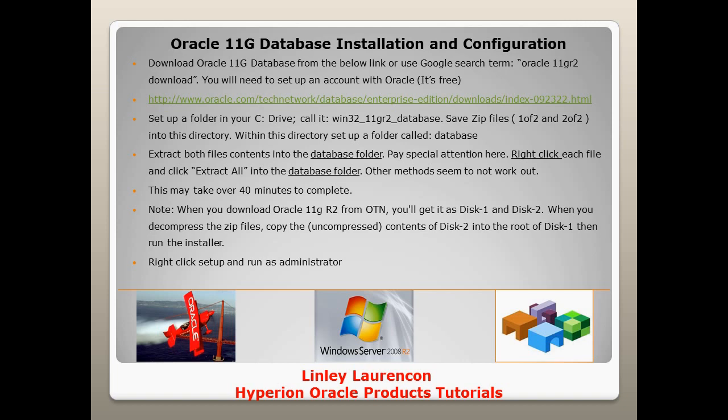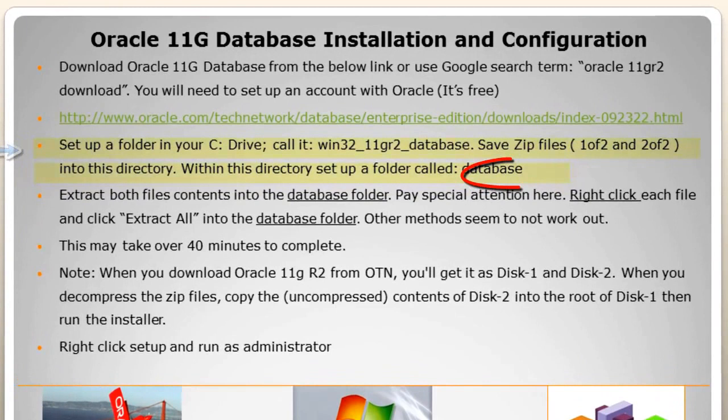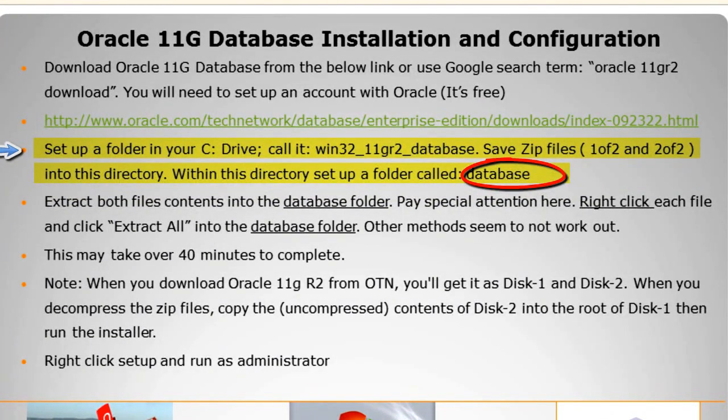You're going to set up a folder in your C drive called Win3211RG2 database _database. And then within that folder, you're going to create another folder called database. Make sure this is done correctly. Here we are extracting files. We're going to go through it.